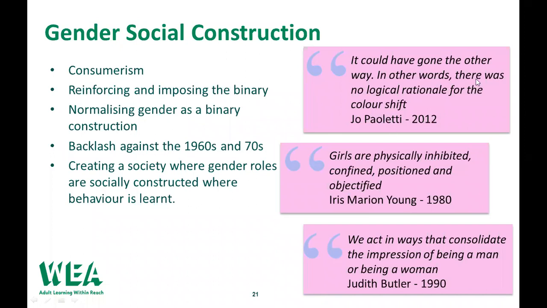Jo Paoletti in 2012 has written a book all about this pink and blue, and she said that it could have gone the other way. So when we're looking at the 1990s, it could have gone the other way. So there's no logical rationale for why there was this colour shift and why children are continuing to use white. But then white isn't, these days, a very practical colour for young children and babies to wear. So that's probably why white wasn't continued to be used.